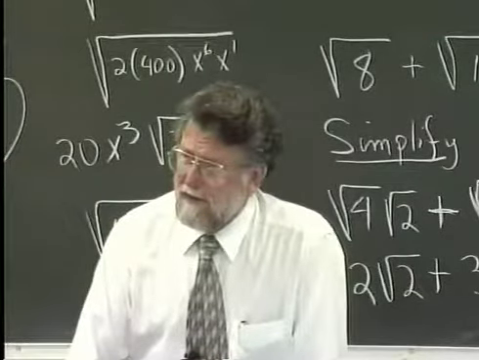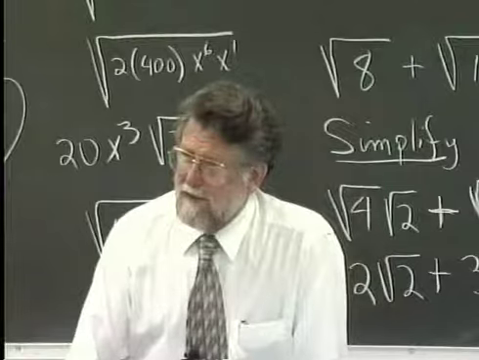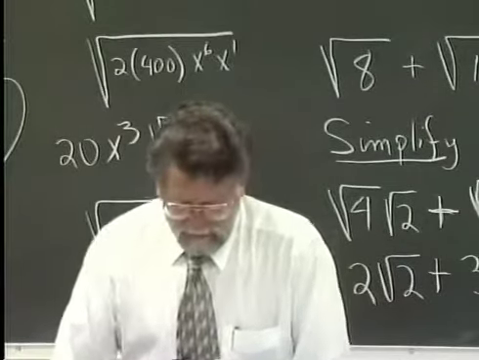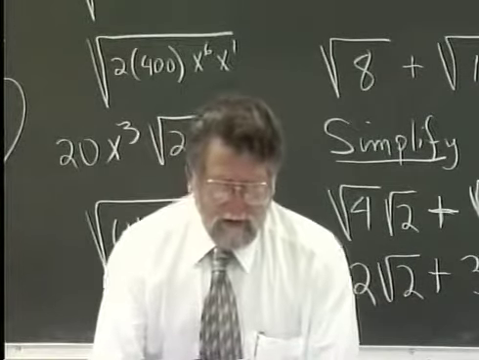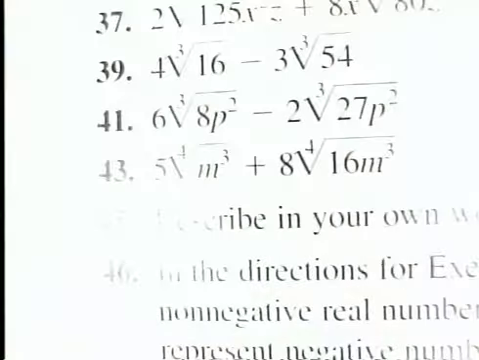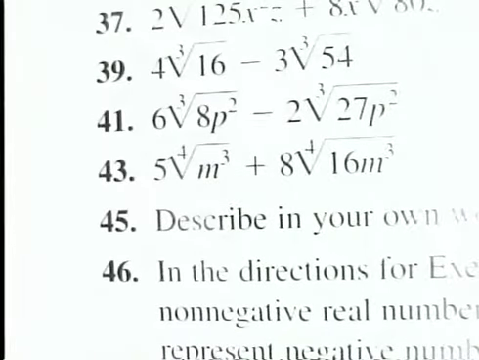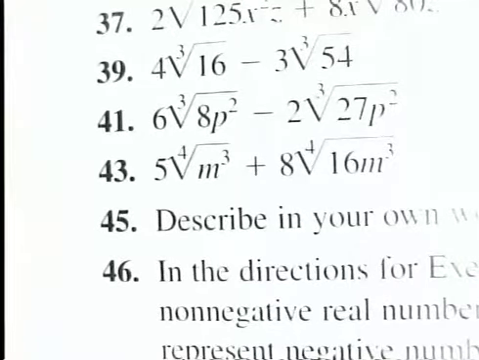Yes? My question might be simple. Like in 43, it says 5 times m to the 3rd. Okay, be careful. It is 5 times the 4th root of m to the 3rd. So we can't pull that m to the 3rd out. We have to just leave it inside, right? Precisely. We can't do anything else with it. Exactly. So you have a 4th root of m to the 3rd.